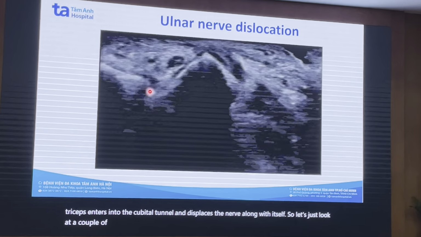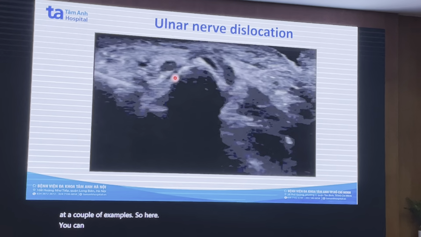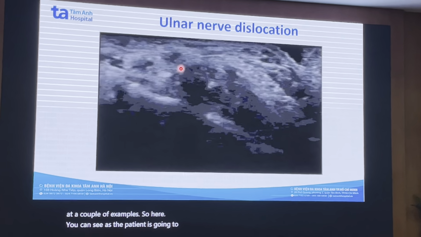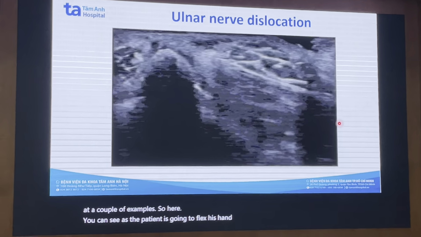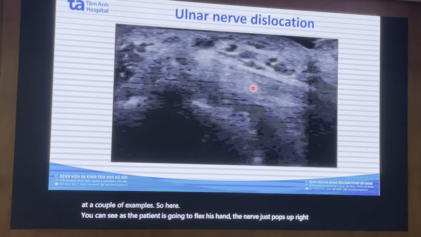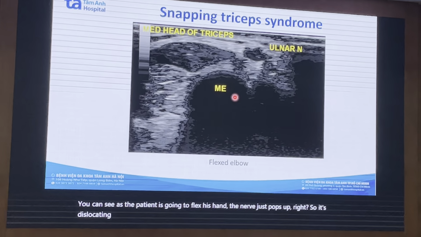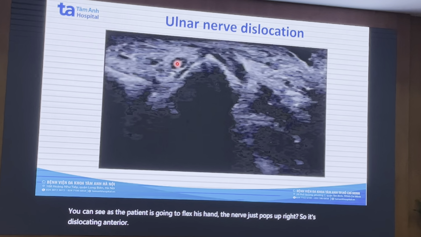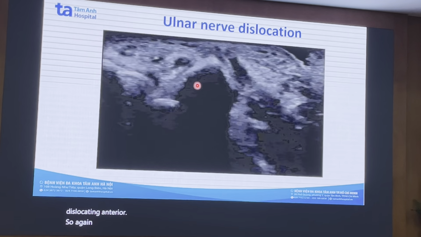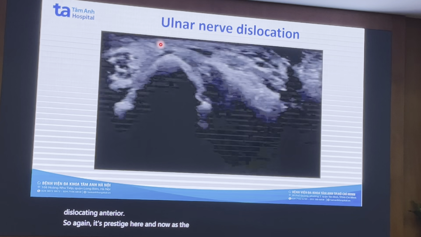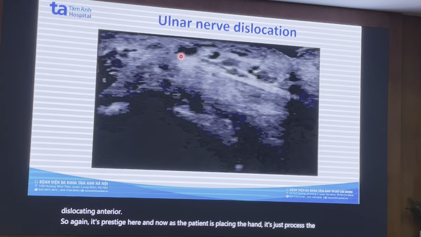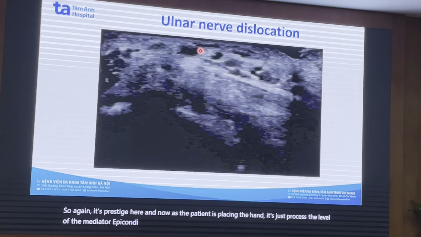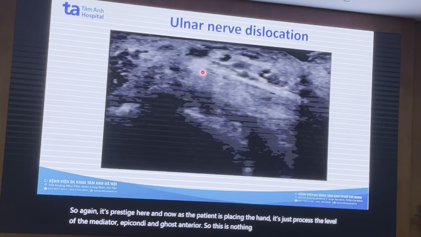So here you can see as the patient is going to flex his hand, the nerve just pops out, right? So it's dislocating anteriorly. So again, it's posterior, and now as the patient is flexing the hand, it just crosses the level of the medial epicondyle and goes anterior. So this is nothing but ulnar nerve dislocation.